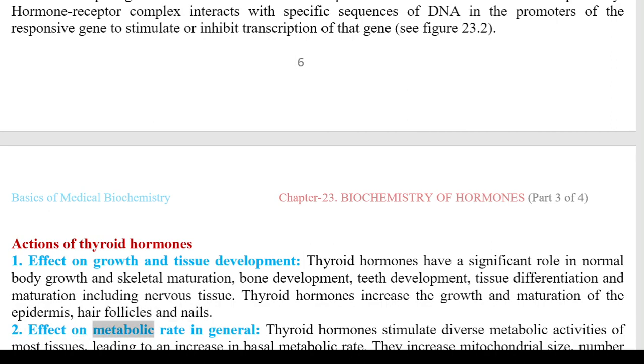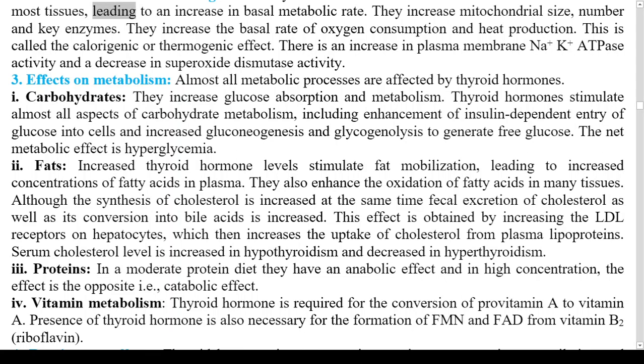2. Effect on metabolic rate in general. Thyroid hormones stimulate diverse metabolic activities of most tissues, leading to an increase in basal metabolic rate. They increase mitochondrial size, number, and key enzymes. They increase the basal rate of oxygen consumption and heat production. This is called the calorogenic or thermogenic effect. There is an increase in plasma membrane Na+/K+ ATPase activity and a decrease in superoxide dismutase activity.